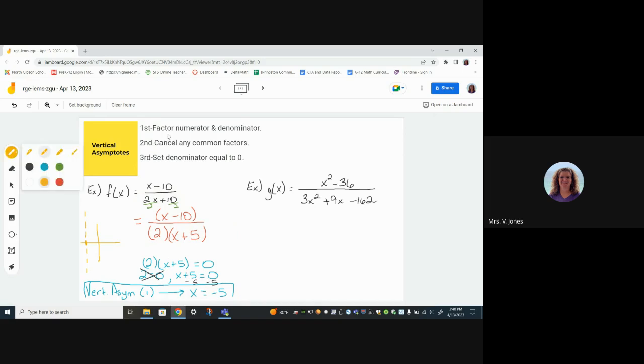All right, in the other one, we are going to factor the numerator and the denominator.